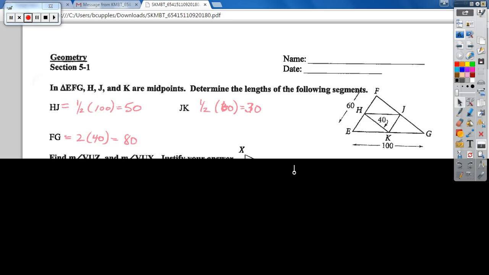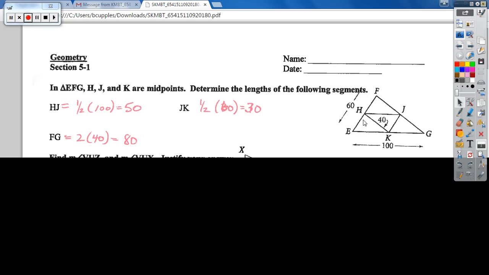Let me go ahead and get rid of this here. If you have HK and you want to find out FG, notice FG is definitely longer, so the relationship is going to be twice as long. So if HK is 40, FG will be 80, and we see that right there.